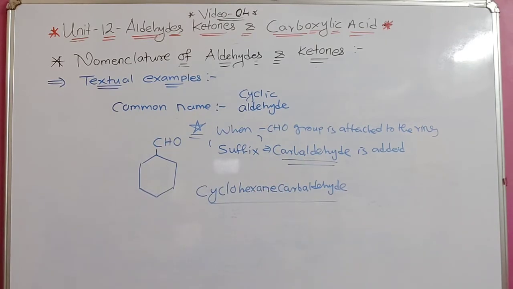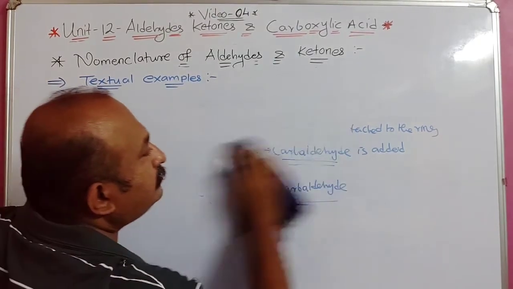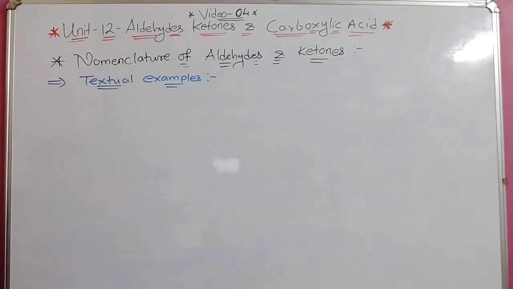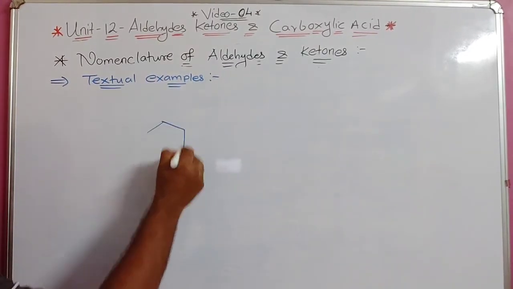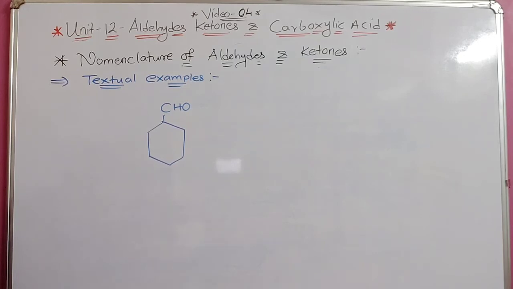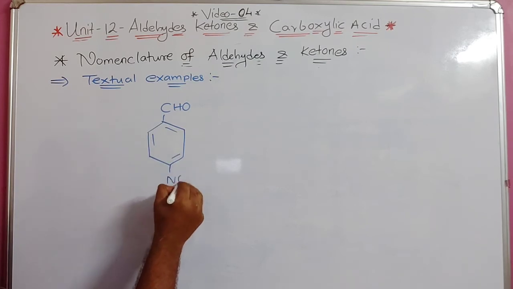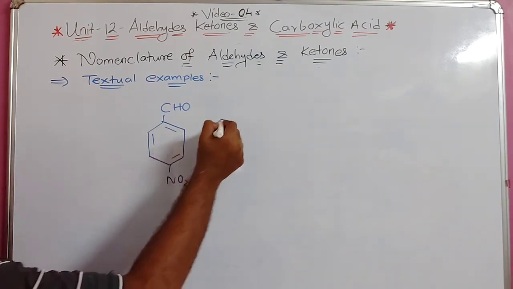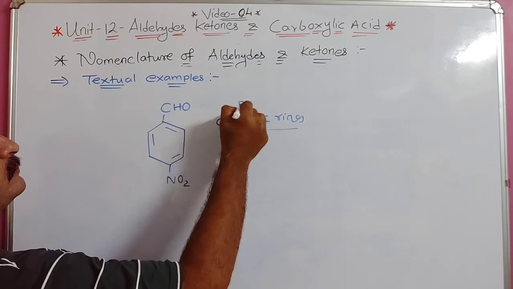Understood this part? Now the next one, what we call the simplest aromatic. One more example, suppose we are talking about cyclic only. Here CHO is there, but in this case there is a benzene ring. A benzene ring is there, like this. Now at this position, an NO2 group is there. So this is not cyclic, we call it an aromatic ring, that is benzene.